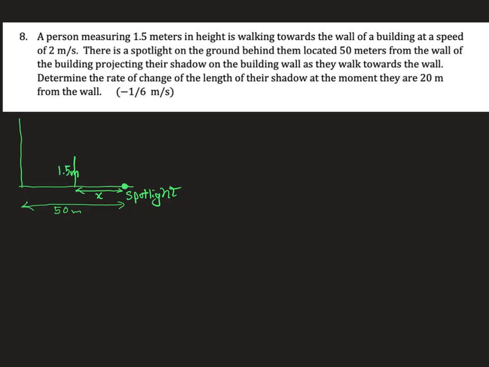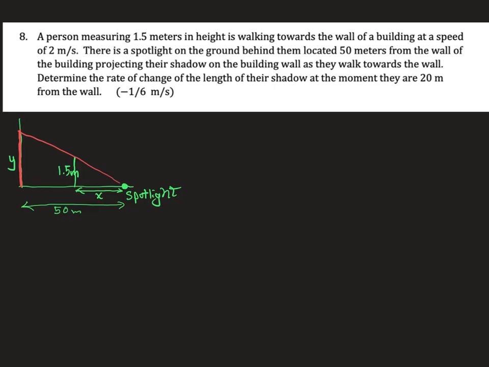Okay, now we're projecting a shadow on the building wall as they walk towards the wall. So we have a shadow showing up, which, if the light is there, would be this part here on the wall. And that will also change in length because as the person gets closer, the shadow should decrease. So let's call that y.